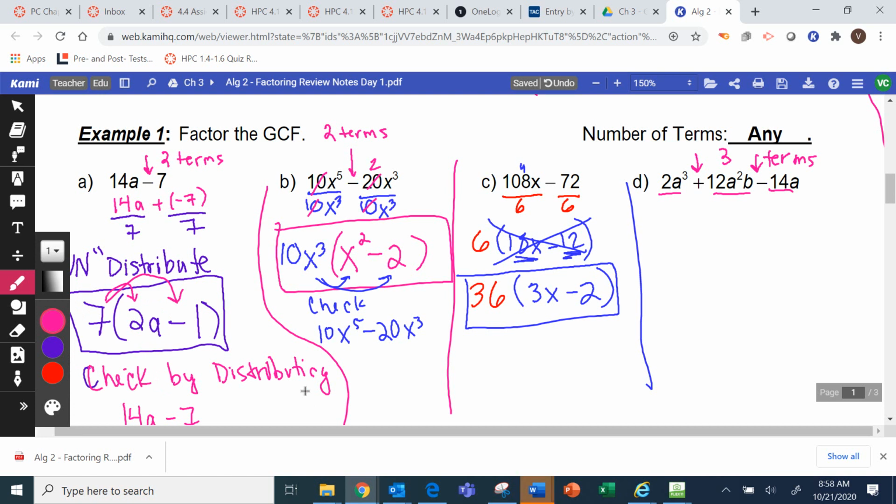Let's look at just the numbers. Is there a number that is in common in all 3 terms? We've got a 2, a 12, and a 14. Number in common? Yell it out. 3? Did I hear a 3 in there? 2.